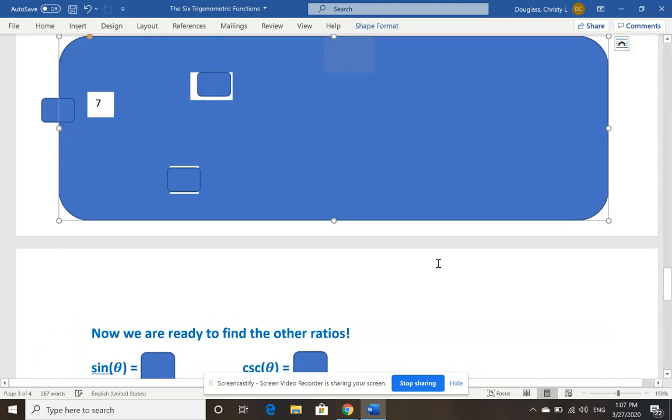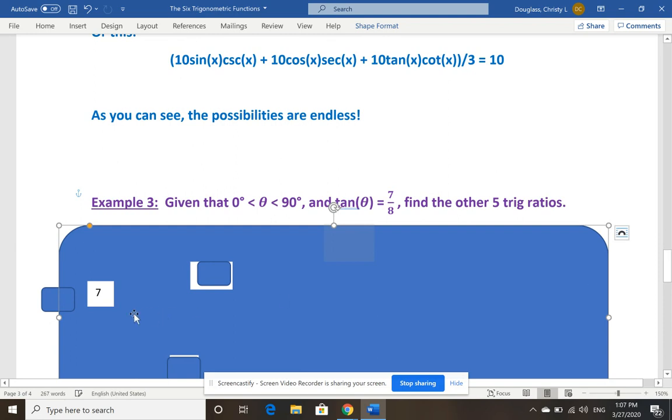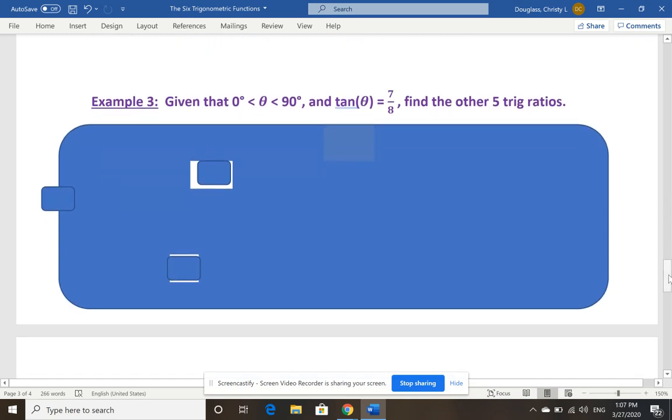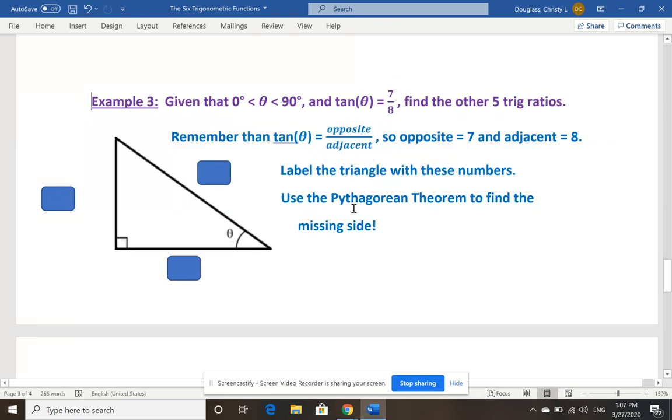All right, let's look at another example that many of you were struggling with. Get rid of this. These boxes are hanging on for some reason. Okay, so another question that many of you were struggling with said something like this. Given that theta is between 0 degrees and 90 degrees, and the tangent of theta is 7 over 8, find the other 5 trig ratios. Okay, so I'm going to just remove this.